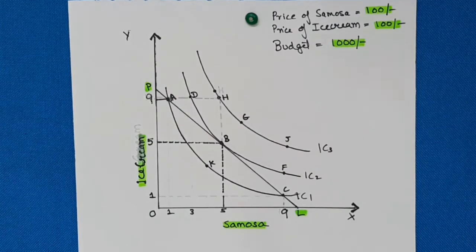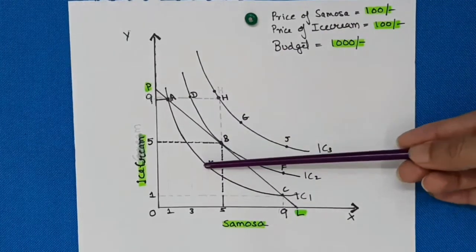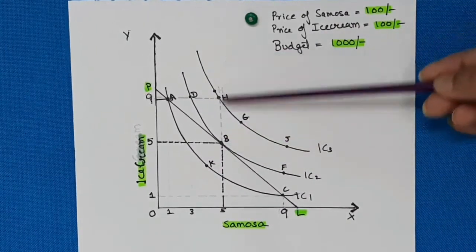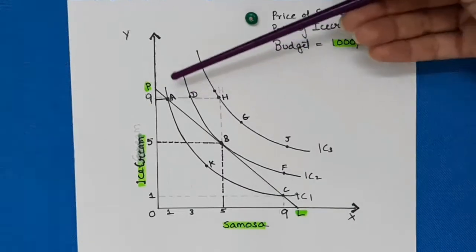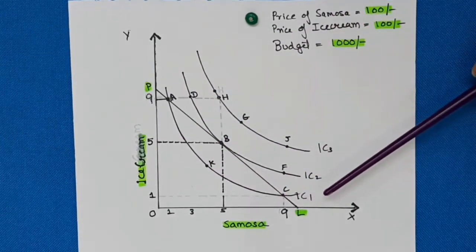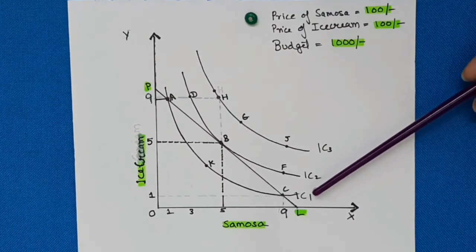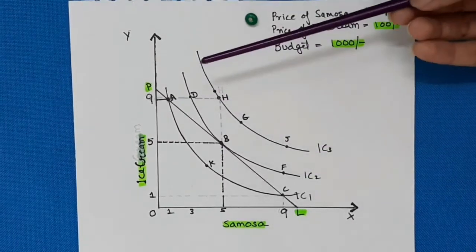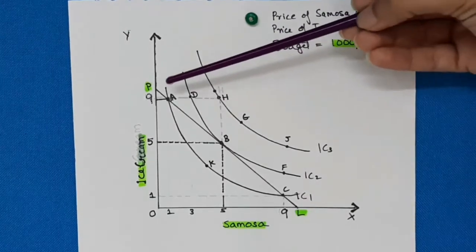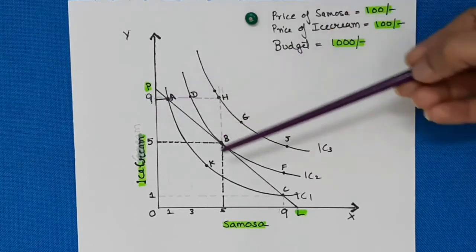Now let us look at the properties of these indifference curves. You must be wondering why this indifference curve is convex to the origin, why these curves are parallel to each other and not intersecting, and why these indifference curves are sloping downwards. So we have three properties of indifference curve. First is called the marginal rate of substitution. Marginal rate of substitution is the rate at which you substitute one good with the other good.